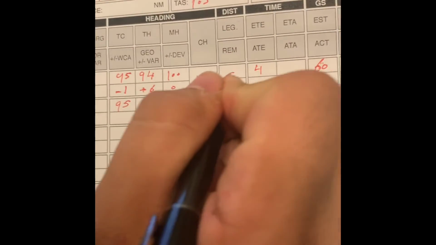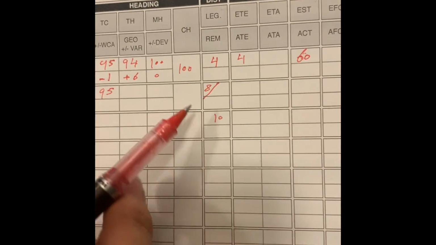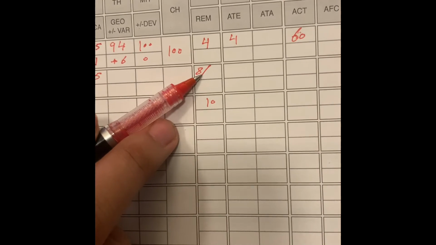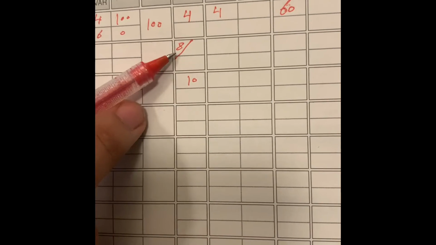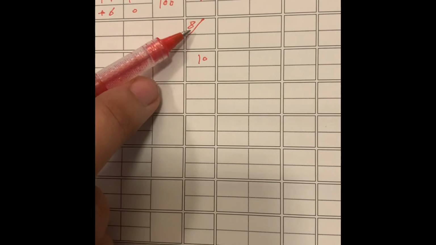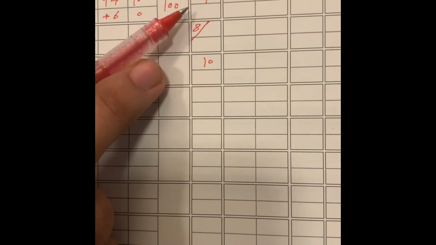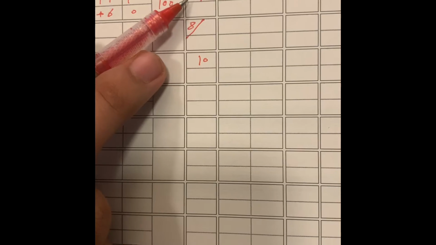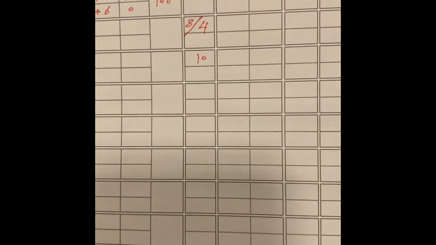So we're going to write down 4 nautical miles here, and that's why I split the box. So it's going to be 8 nautical miles from Sanford Airport to our first point, which is Lake Harney. But as I said, we're going to be traveling while we climb. So the rest will be here, 4 nautical miles.